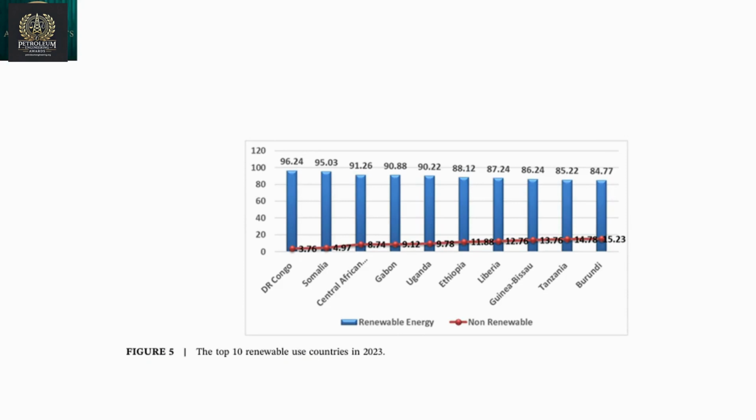Figure 5 indicates the top 10 renewable use countries in 2023. We know that the production and consumption of renewable energies are increasing from day to day in the world, but most developed countries use renewable energy over non-renewable energy. For example, Democratic Republic of Congo, Somalia, Central Africa, Gambia, Uganda, Ethiopia, Liberia, Guinea-Bissau, Tanzania, and Burundi are the top 10 countries which used more than 84% of renewable energy in 2023.